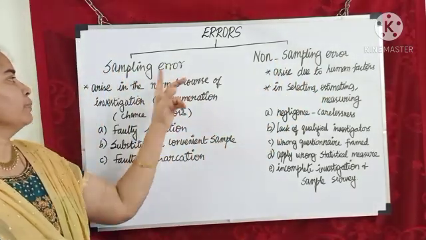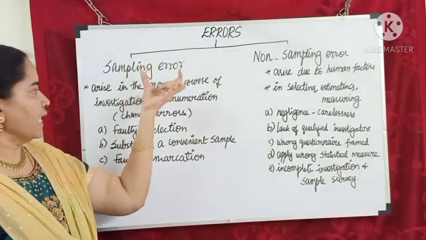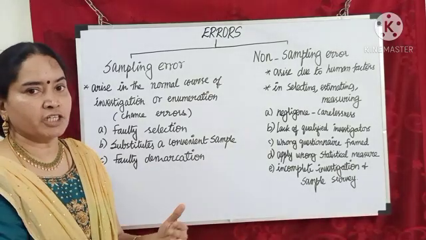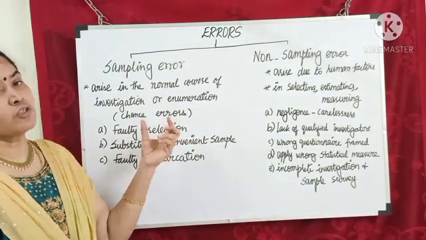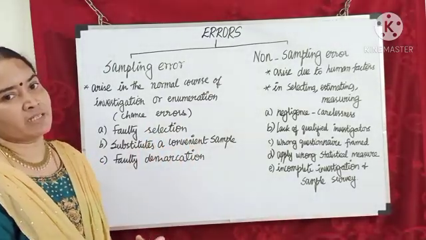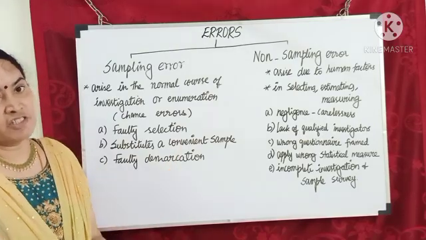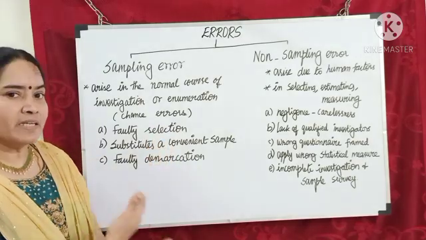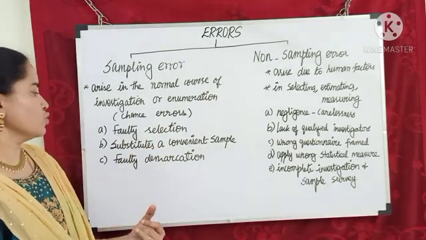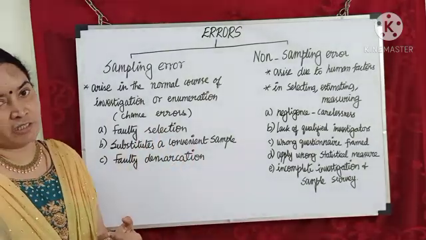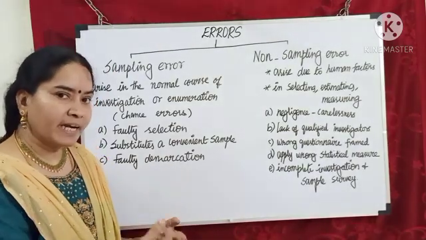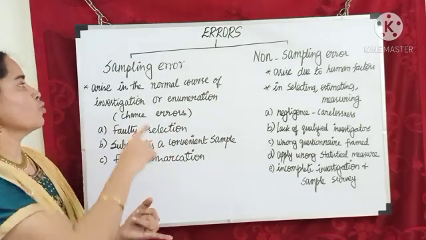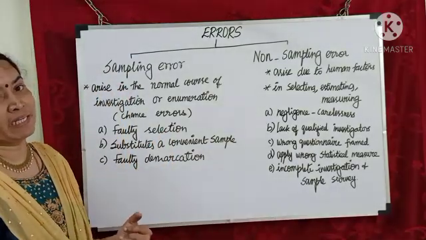What is sampling error? This error arises in the normal course of investigation or the enumeration. So especially we can say they are chance errors. Just like that it may happen. What all may be the reasons for it? The very first one, faulty selection. The unit that we selected itself may be wrong. So a faulty selection is one of the reasons for sampling error.